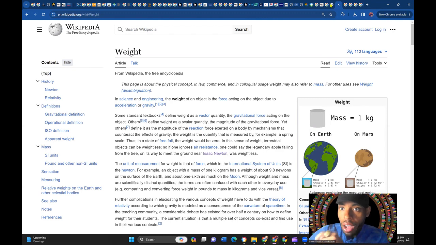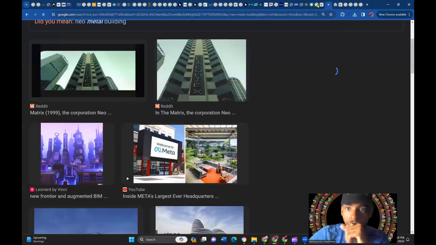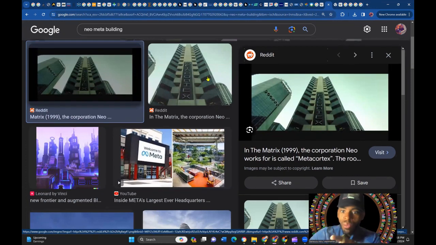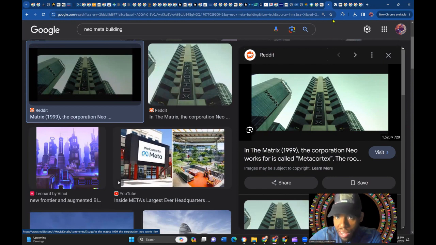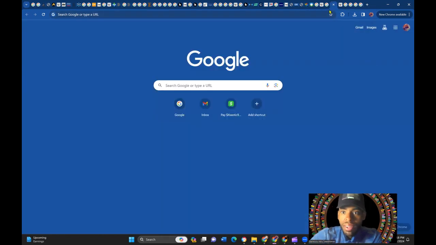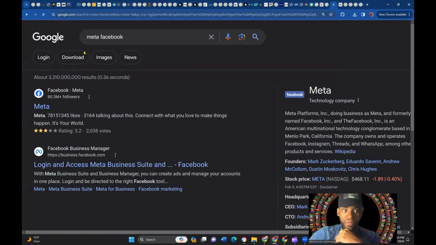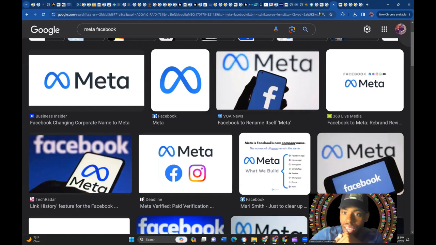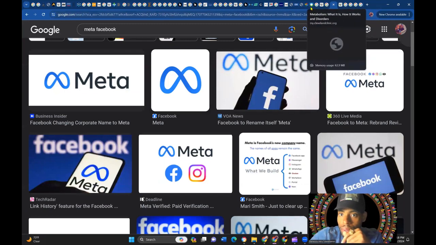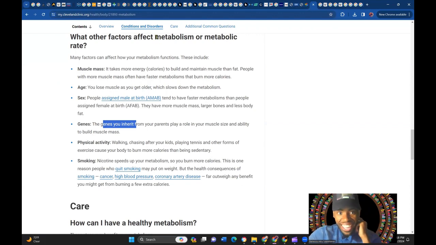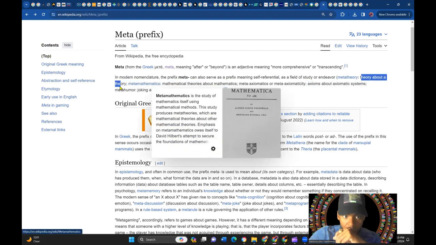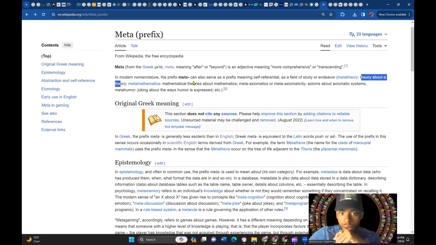Okay. So seeing how you're functioning or how you're operating, I always want to play a little game with you. You see right here in the Matrix, the movie, they have the building where he worked at called Metacortex. And then you have metabolism. It's about the thing itself. It's self-referential. Prefix meaning self-referential. So if they talk about meta theory, theory about a theory, right? Meta mathematics, mathematical theories about mathematics, right?